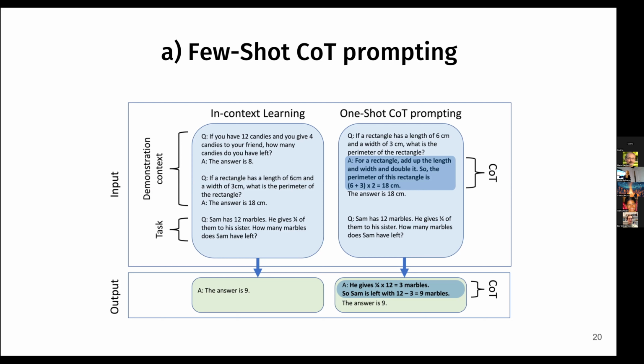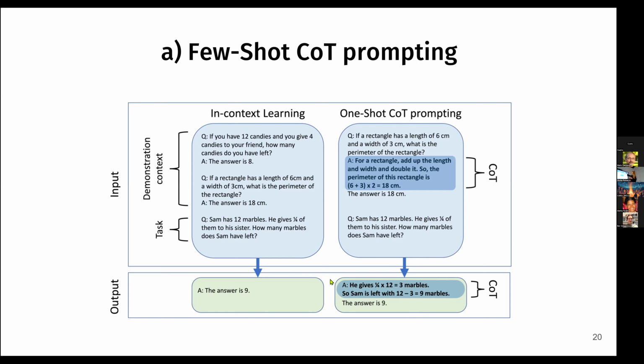I put two examples, and I'll just read one of them. Question: if a rectangle has a length of 6 centimeters and a width of 3 centimeters, what is the perimeter of the rectangle? Answer: the answer is 18 centimeters. So this is the input-output pair, but a little bit more elaborated. My task is: Sam has 12 marbles. He gives 1/4 of them to his sister. How many marbles does Sam have left? And then ChatGPT answered, the answer is 9. Fine, we follow this pattern.